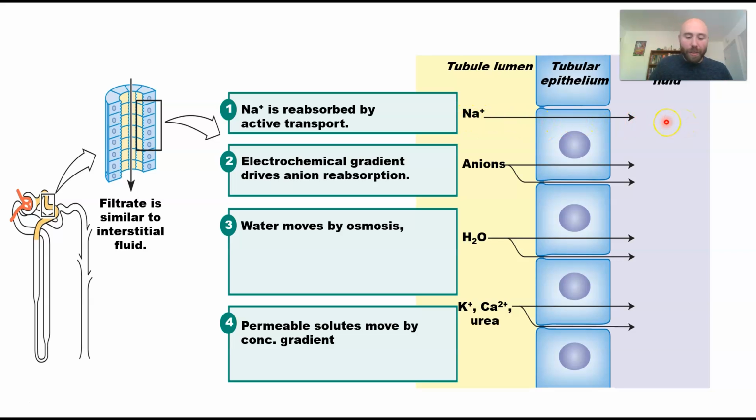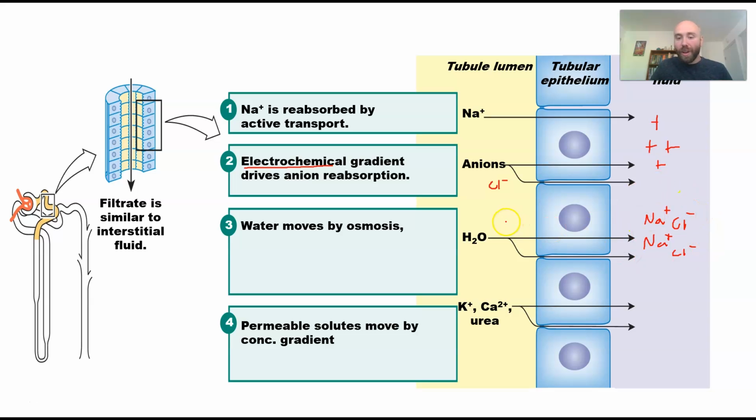Once we move a bunch of positive ions over here, our negative ions, like chloride, are going to want to be over here. So there's now this electrochemical gradient that's going to drive things like chloride through channels or even between cells to be over with its positively charged sodium buddies.